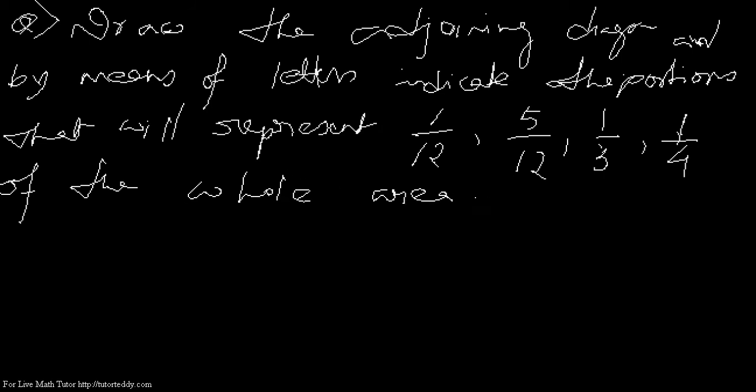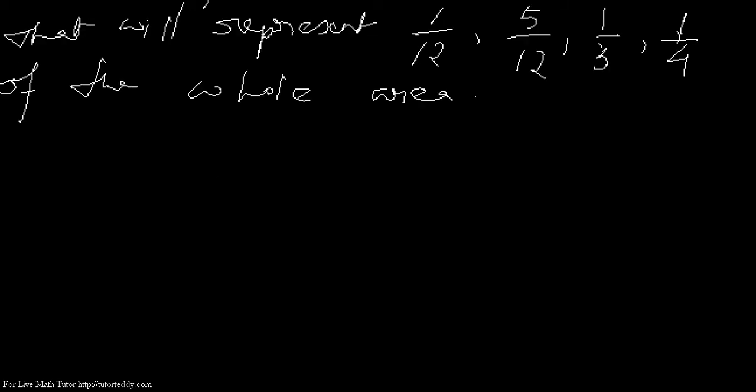I'm reading the question again. They are saying, draw the adjoining diagram and by means of letters indicate the portions that will represent 1 by 12, 5 by 12, 1 by 3, 1 by 4 of the whole area. Okay, now let me draw the diagram which they have given.